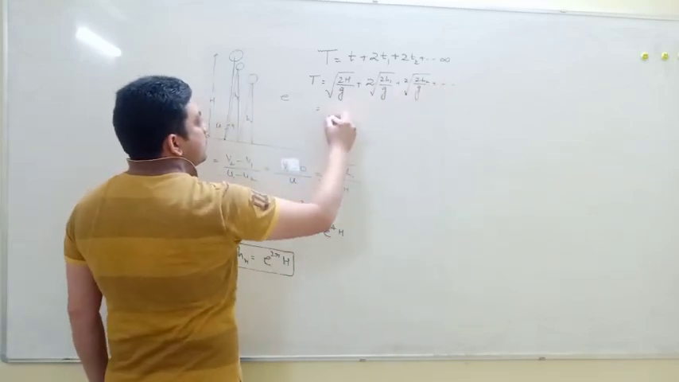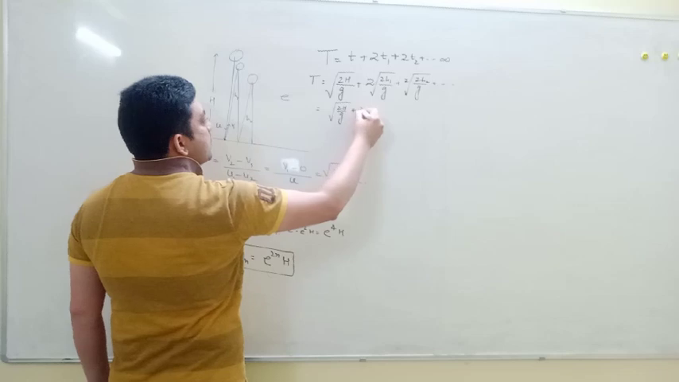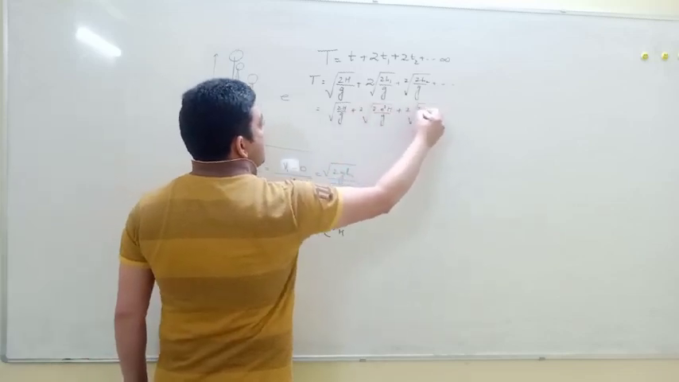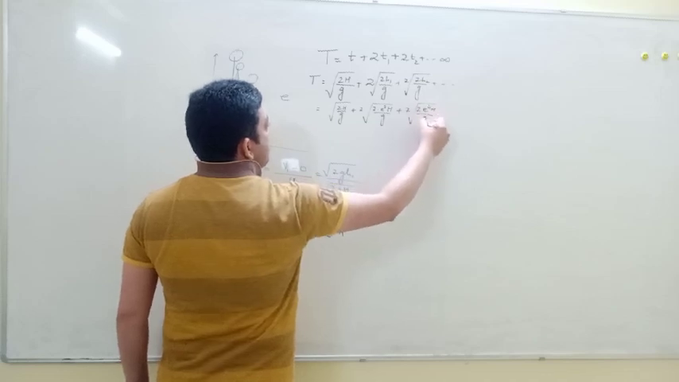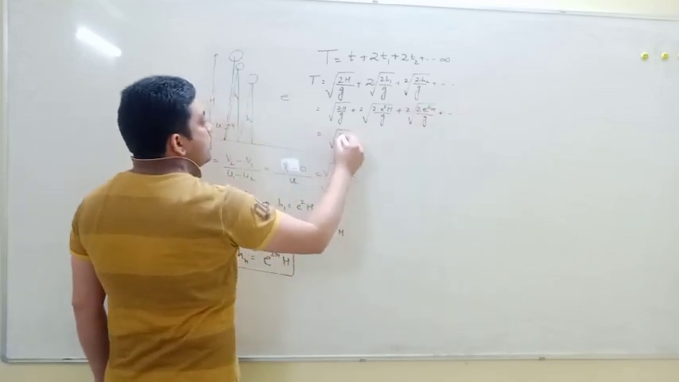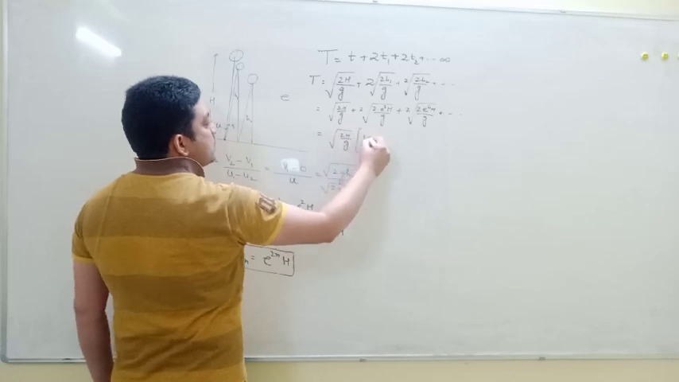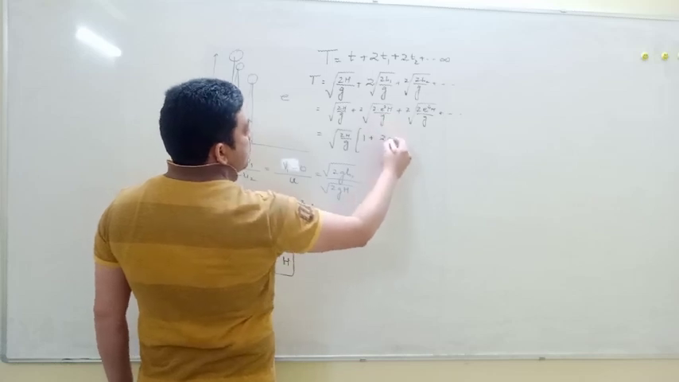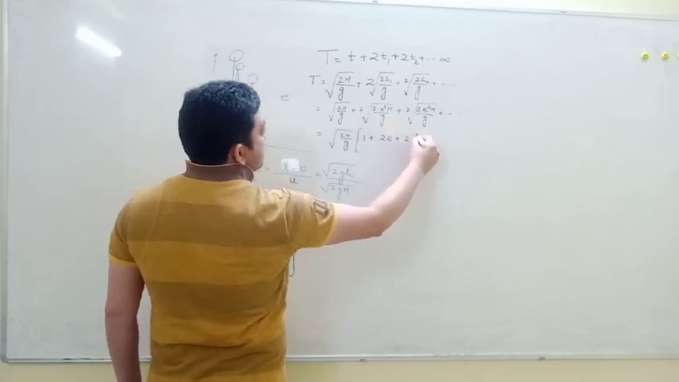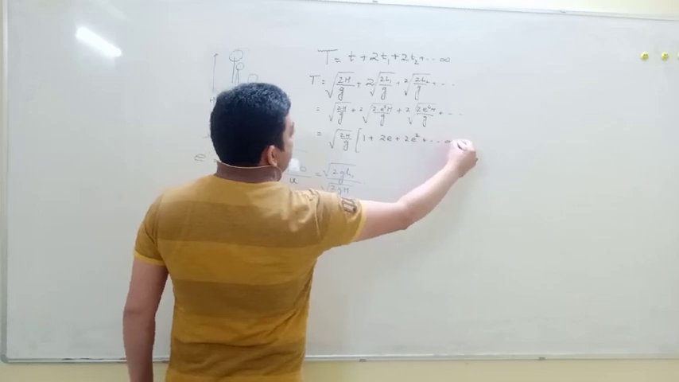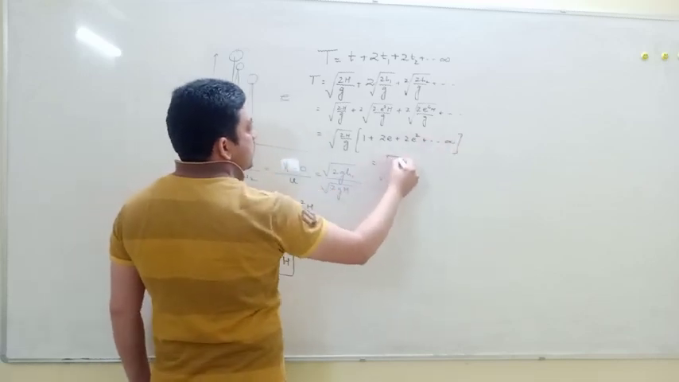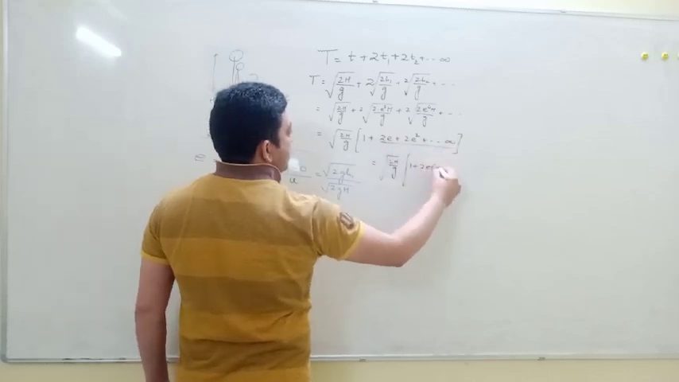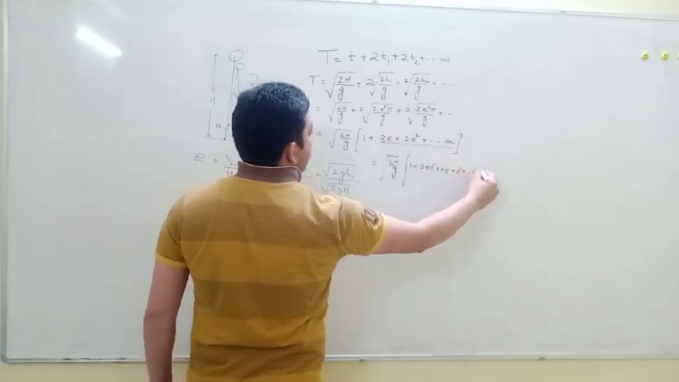Now if you replace h1 with e square H upon g, and h2 with e to the power 4 H upon g, and so on, taking root of 2H by g common, it can be written as 1 plus twice of e plus twice of e square up to infinity. Now I can take 2e common from this, so it will be 1 plus e plus e square up to infinity.